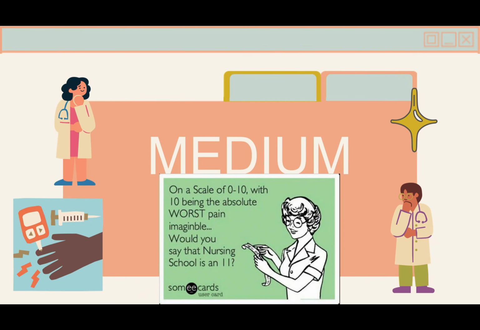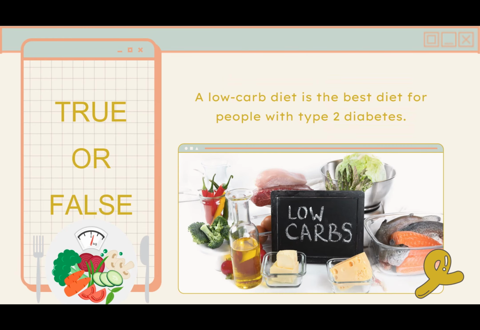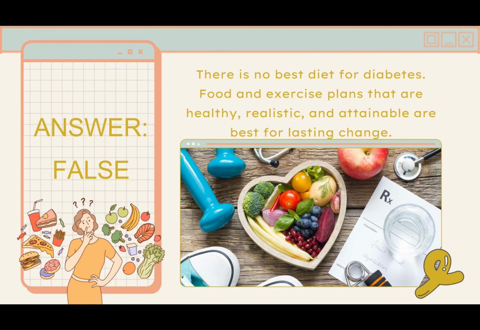Here comes a medium one. True or false? A low-carb diet is the best diet for people with type 2 diabetes. There's actually no best diet. This is a false one. Food and exercise plans are actually geared and customized. They're not broad or general.